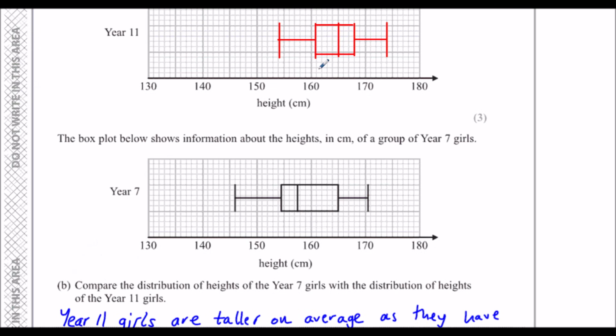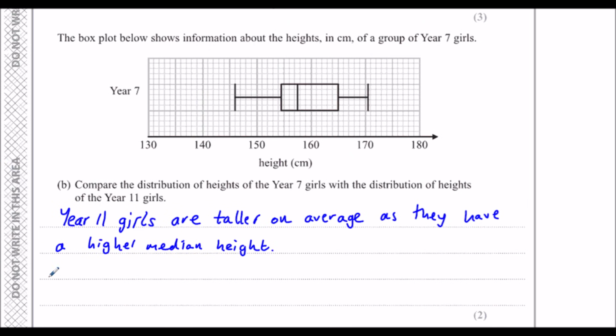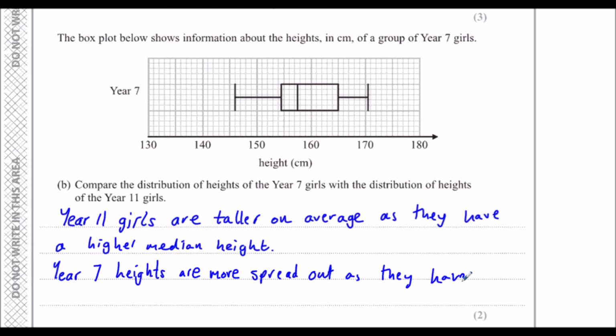So the year 11 interquartile range, that was 7. And the year 7 interquartile range, that's 10.5. So the year 7 heights are more spread out. So year 7 heights are more spread out as they have a higher interquartile range.